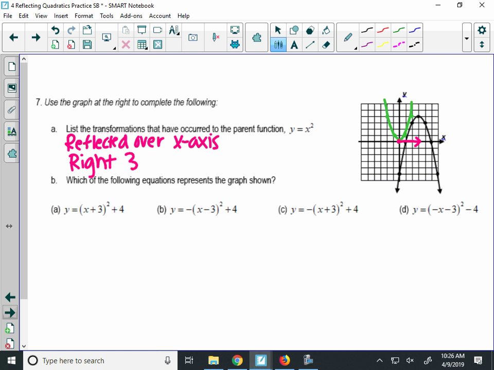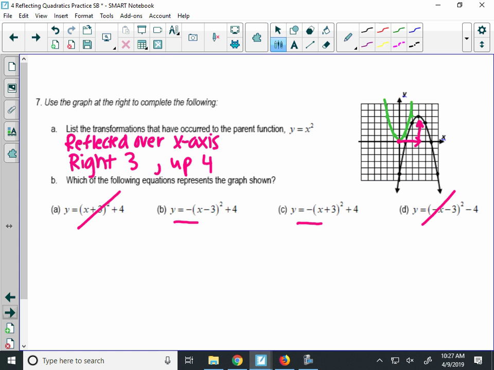Okay? The graph also looks like it went right 3, and then it went up 1, 2, 3, 4. So there were 3 transformations that happened to that graph. Now we want some multiple choice here. Choose the equation. Well, reflecting over the x-axis has the negative out in front, like we have in B and C. So I can cross off A and D because these do not show us the reflecting over the x-axis.